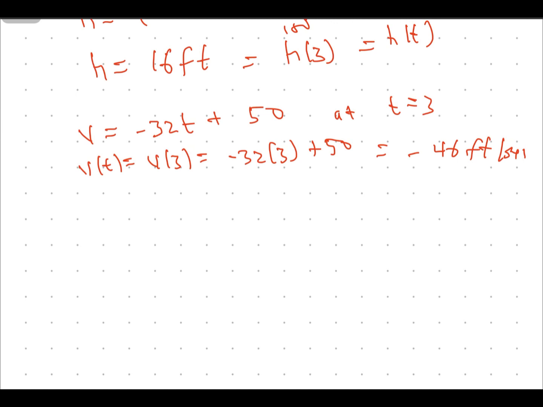Thus, the interpretation of this is that the rock is 16 feet above the ground at 3 seconds, but the negative velocity indicates that it is moving downwards. It is moving downwards.